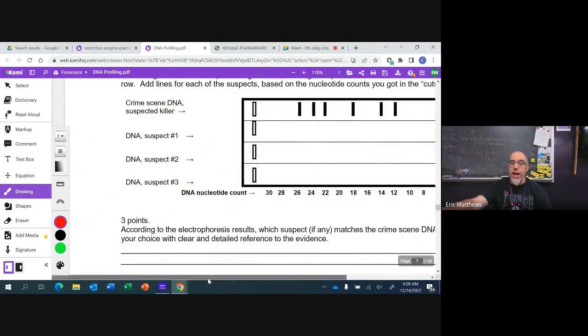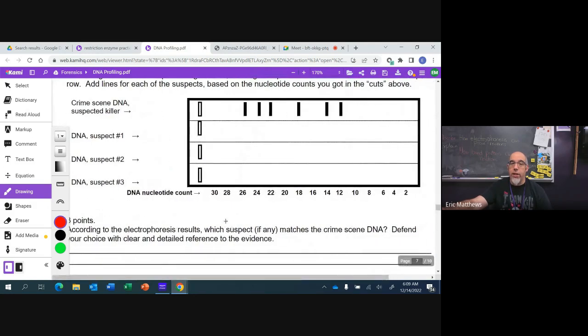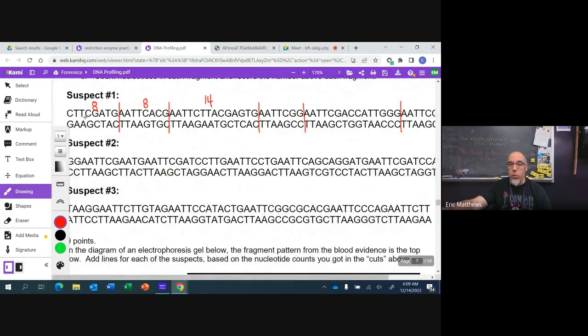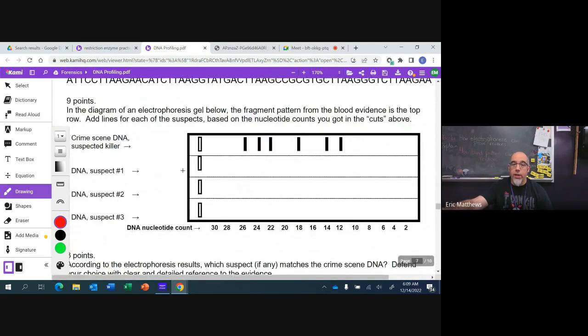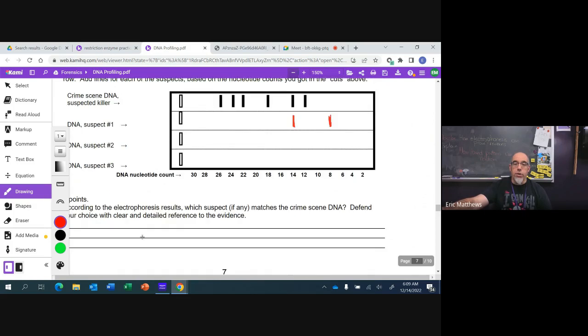Then you're going to create their banding pattern down here. Now, we already know suspect 1 has a band at 8 and a band at 14. So suspect 1, here's 8. We would come up and put in that band. It also has one at 14, so we would put in that band. And that's the idea. Finish up number 1, do number 2, number 3. All right, so moving on.